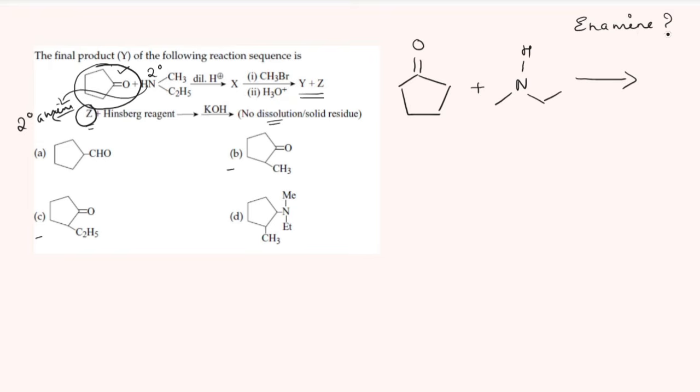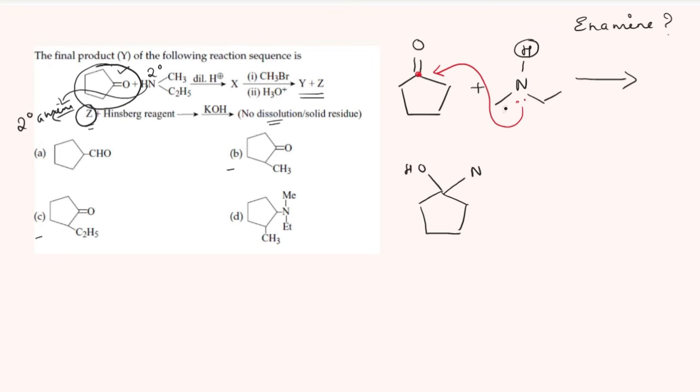What is enamine? How to generate it? So do it step by step. The lone pair of electrons present on nitrogen will attack here because it is a nucleophile and this is an electrophile, and the carbonyl double bond will undergo addition. And how to write the product? You can see this will become O minus. O minus in turn will take up this proton and it will become OH.